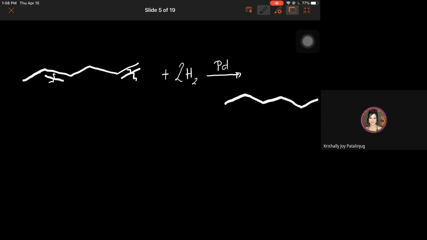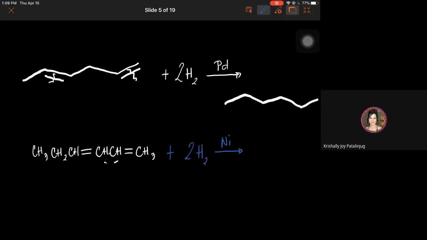So say for instance, let's have CH3, CH2, CH, CH3. Then CH3. Okay? So here is another alkene compound that has two double bonds. Is that right? The number of hydrogens is correct: 1, 2, 3, 4. 2, 3, 4. Okay, correct. So let's say we add 2 moles of hydrogen gas in the presence of a nickel catalyst. So, what would be the major product?